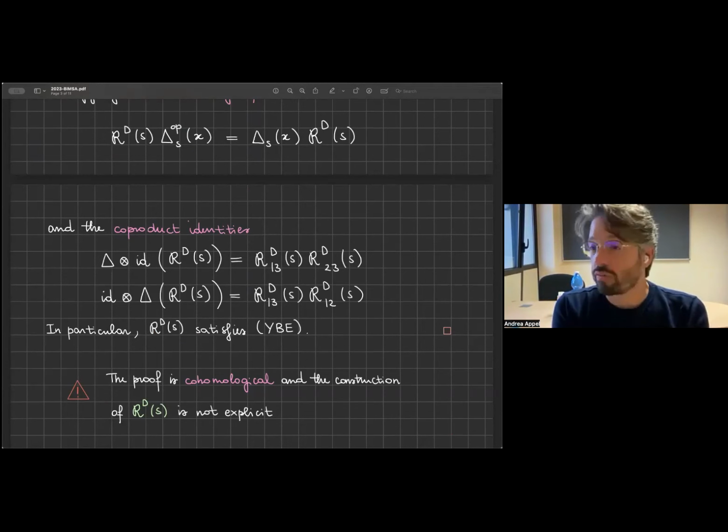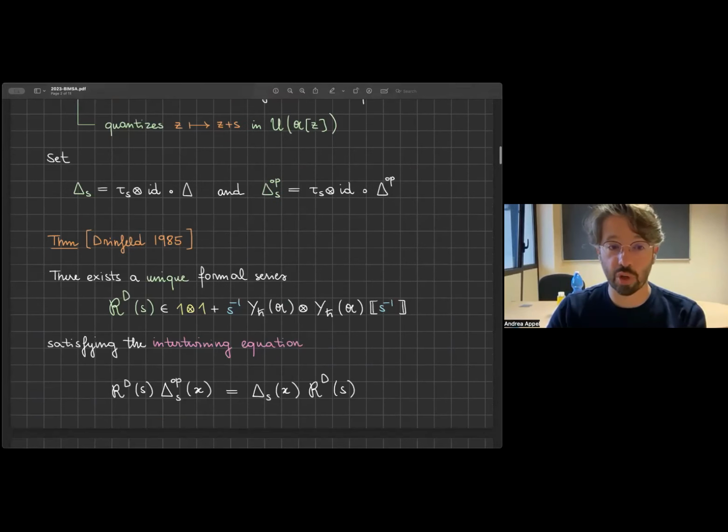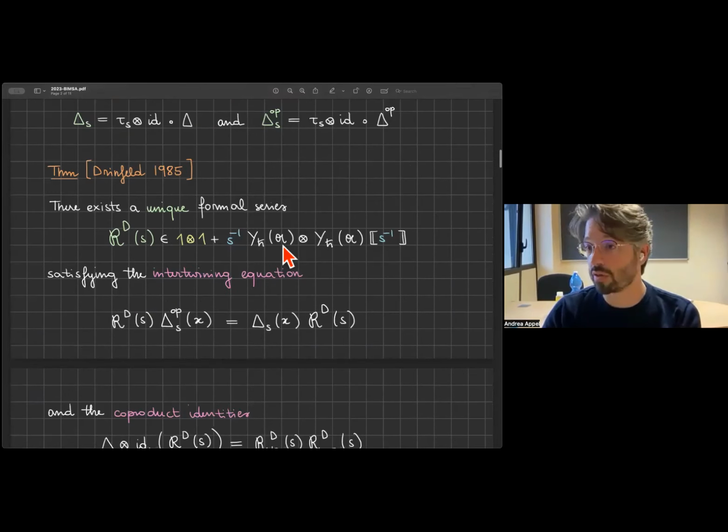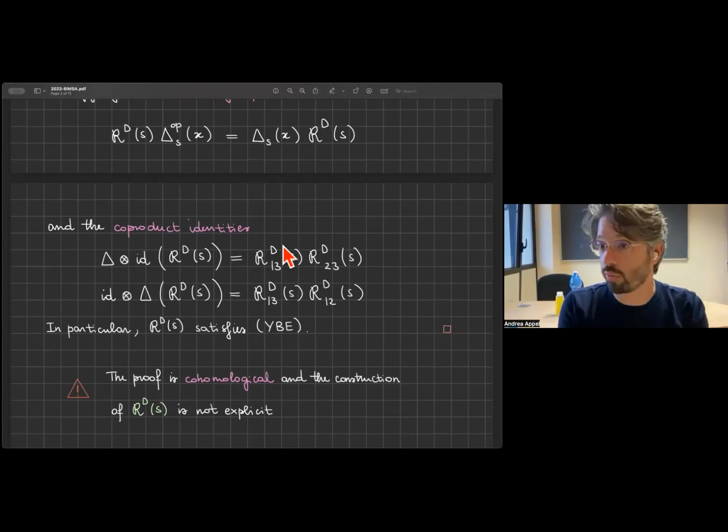So the construction of the R matrix in this case is absolutely not explicit, and it is very much attached to the fact that we are considering a simple Lie algebra. So we started from A being a finite dimensional simple Lie algebra, and so clearly this is why this cohomological argument can be applied, and they work.